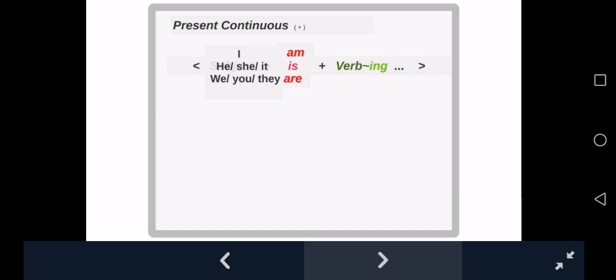Remember that the subject can be a pronoun: I, he, she, it, we, you, and they. And remember the verb to be depends on the pronoun of the subject. With I, it is am. With he, she, and it, is. With we, you, and they, are. Plus a verb with ing. Remember.